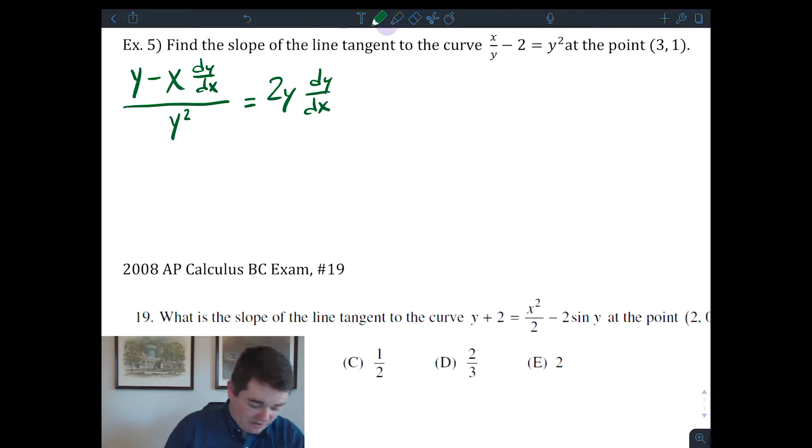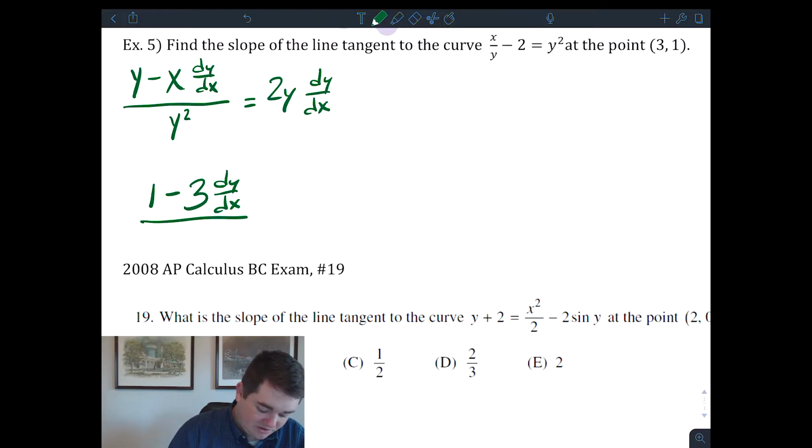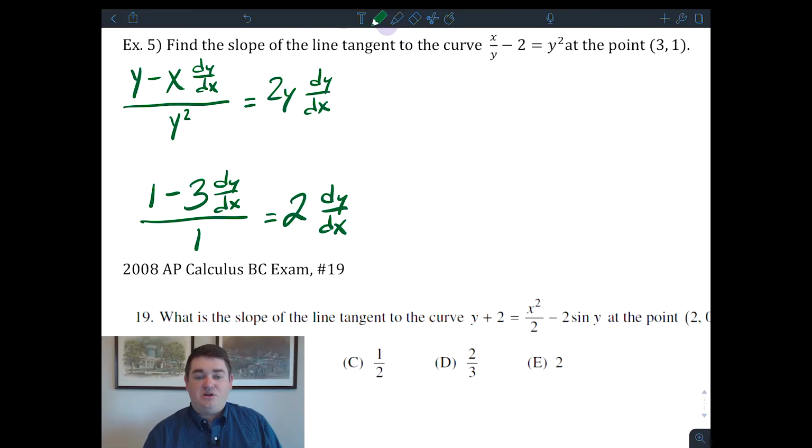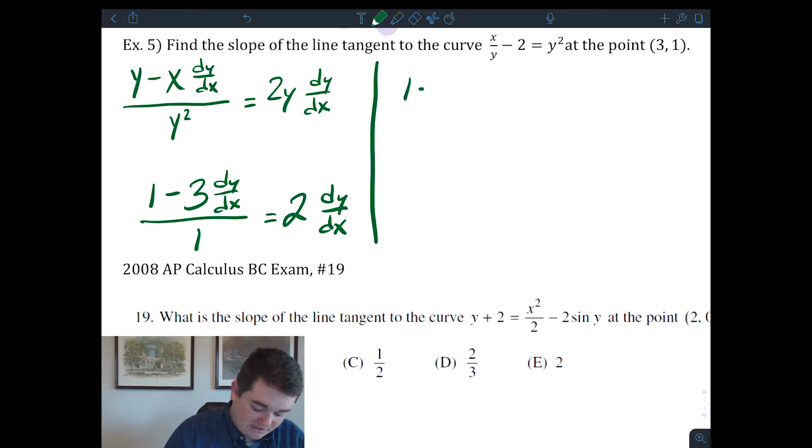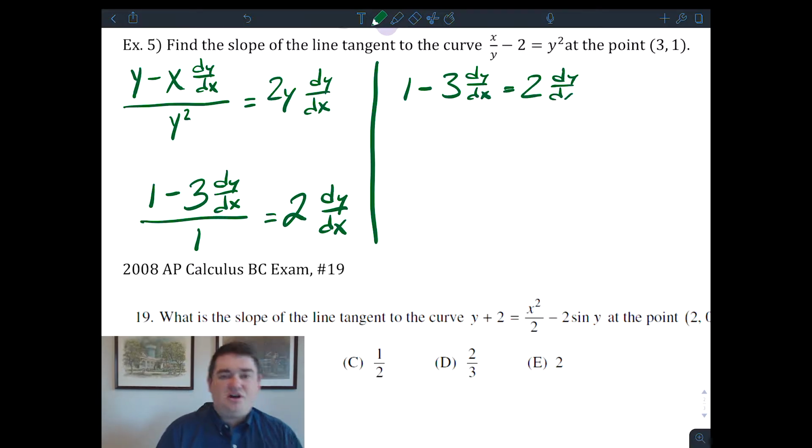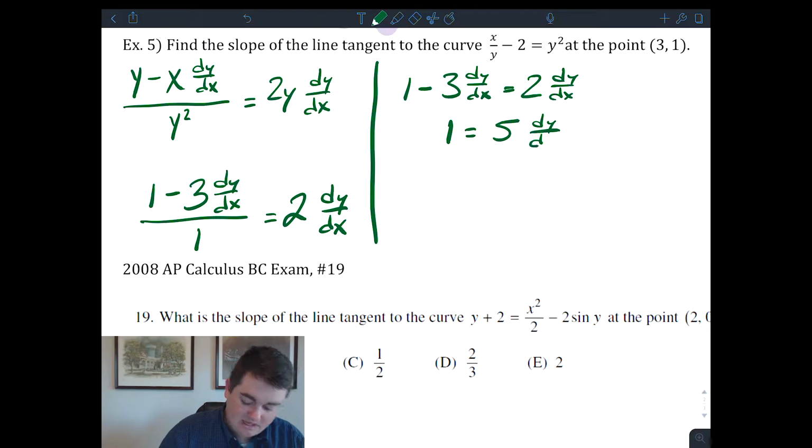So when I plug in 3, 1, I get 1 minus 3 dy dx divided by 1 squared equals 2 times 1 times dy dx. And after plugging in, the process of getting dy dx by itself is now much simpler. On the left, I've got 1 minus 3 dy dx equals 2 dy dx. And as you're solving this, just treat dy dx like any other variable. So I've got minus 3 of them on the left, I want to add over to the right. So 1 equals 5 dy dx's. And then divide by 5. So dy dx at this point is 1/5.